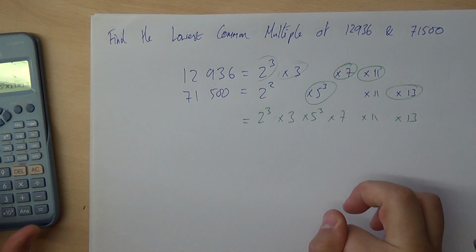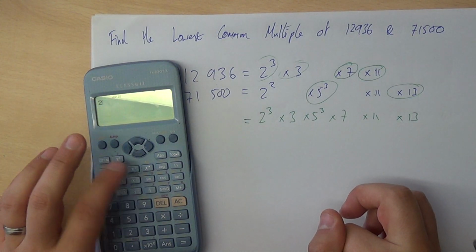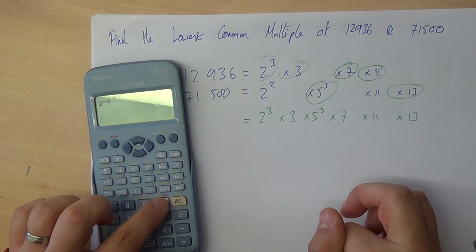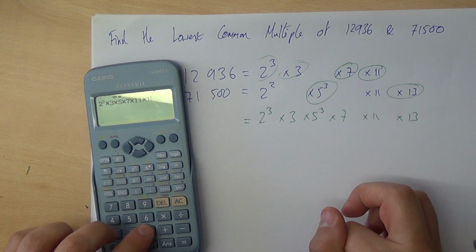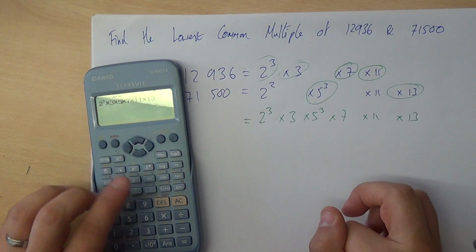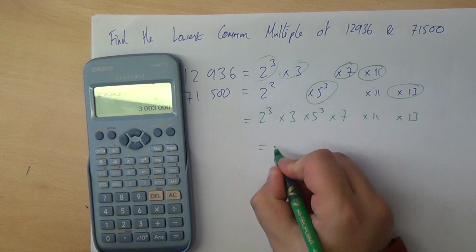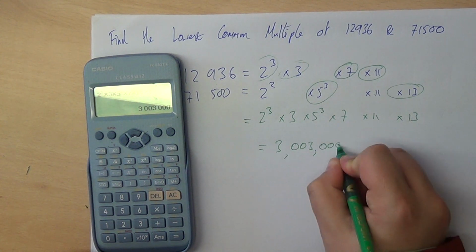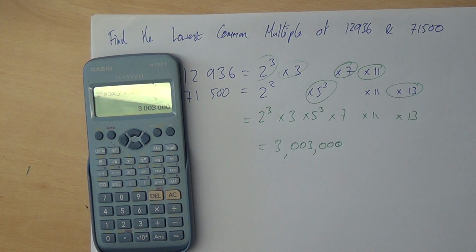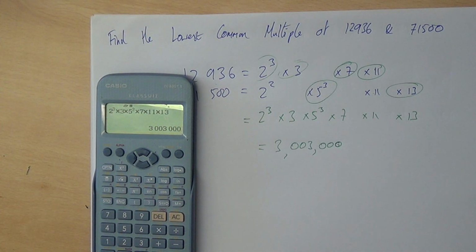So what we should do is 2 cubed times 3 times 5 cubed times 7 times 11 times 13. And that's very large indeed: 3,003,000. Okay, that's a fairly simple way of doing that. Slightly easier than drawing all the Venn diagrams once you understand which values to pick. Hope that made some sense.